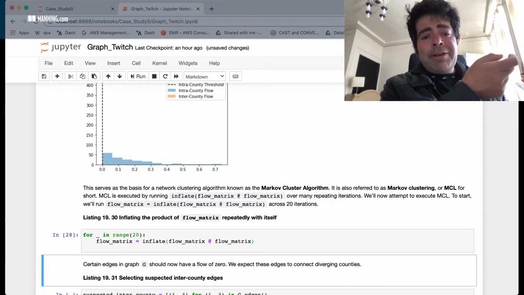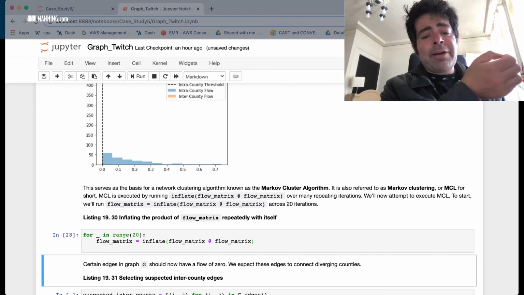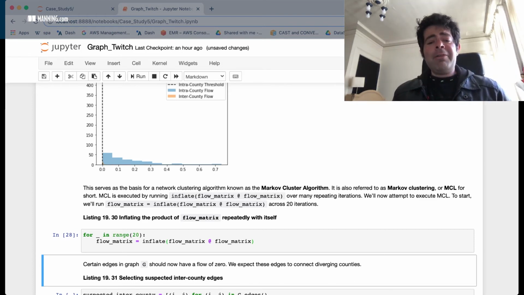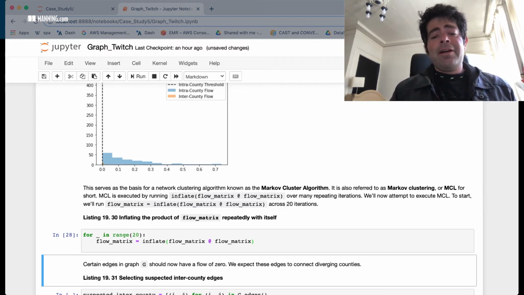So I just ran this command. What's going on here? Why is this working? Well, one way to think about it is to take a concrete analogy.